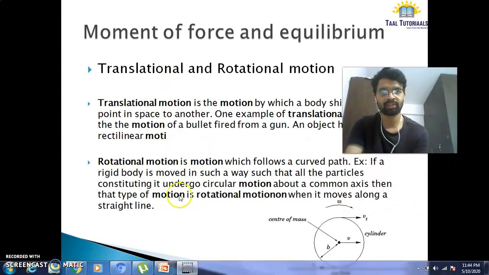So what then is rotational motion? It is a motion which follows a curved path. For example, if a rigid body is moved in such a way that all its particles go through circular motion, that is, it is moving round and round about a common axis, then that type of motion is known as rotational motion. We can also give the example of a wheel here.